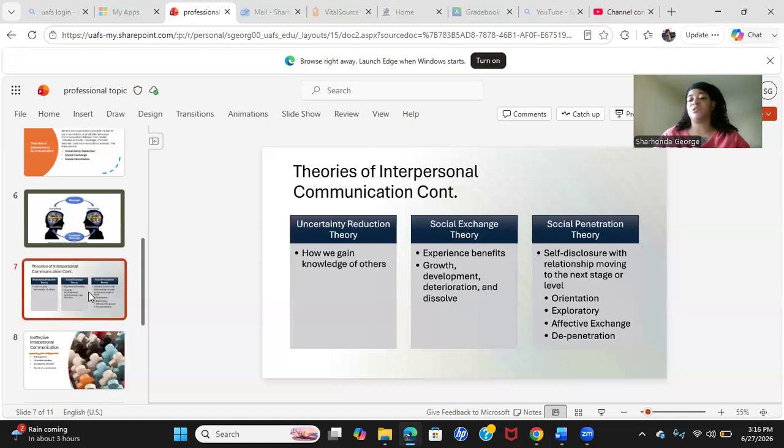Social penetration theory, self-disclosure with a relationship moving to the next stage or level. So that's your orientation, which is your introduction, exploratory, affective exchange, and deep penetration.